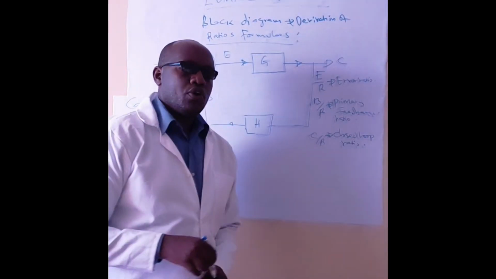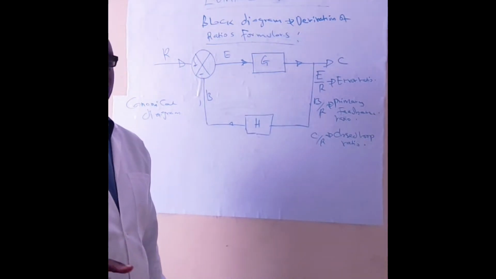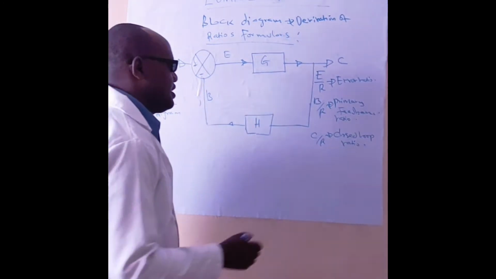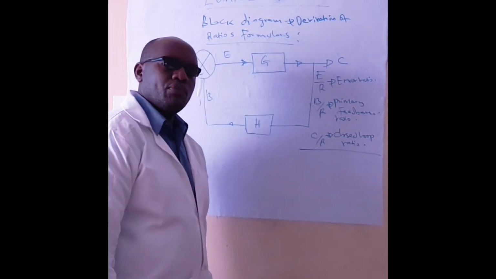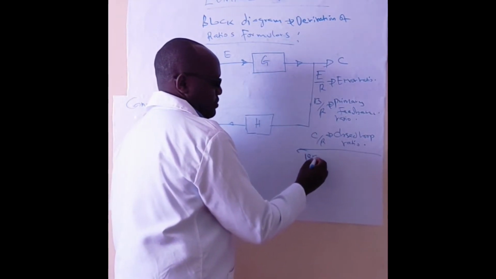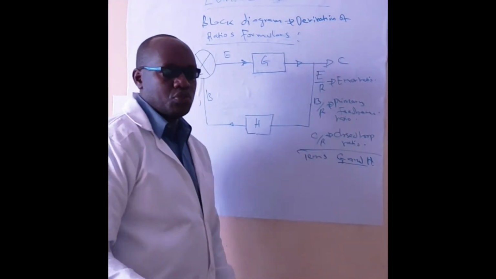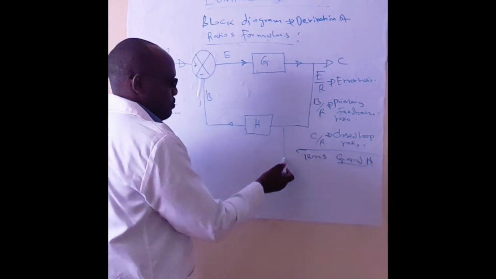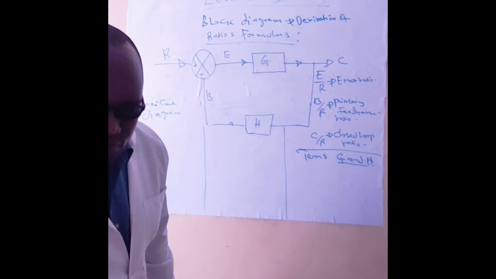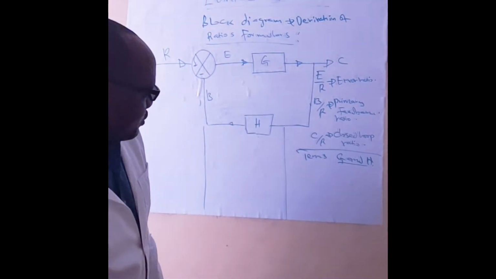Now, the derivations of these expressions should be in terms of G and H. So when we derive them, we are going to derive them in terms of G and H. I want you to note that very carefully. We want to start from the first one, the error ratio.